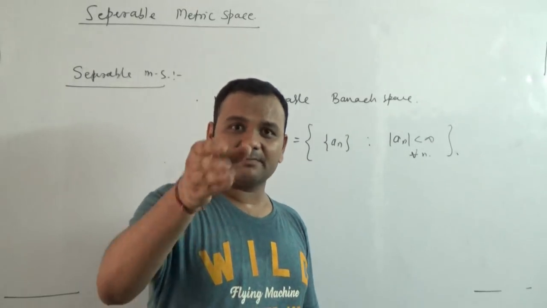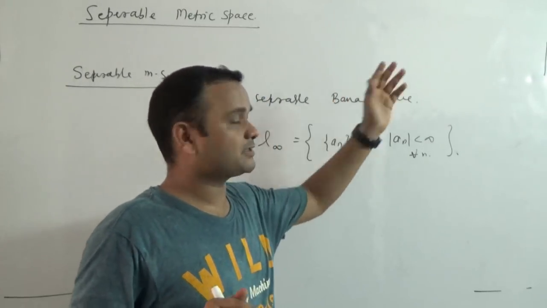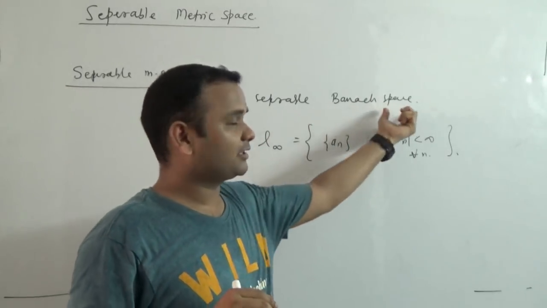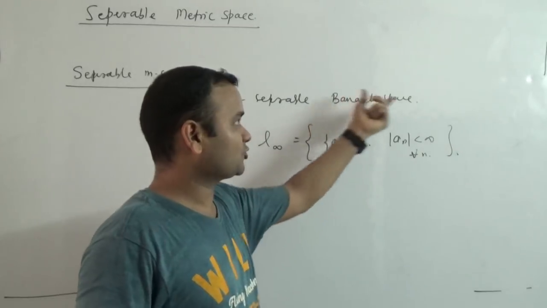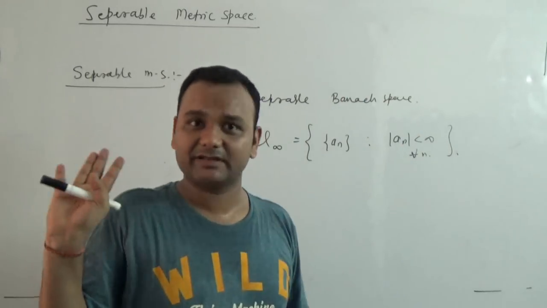Okay, na? Aapka naam agar Rajiv hai, toh let's call it Rajiv space. Aapka naam Mohan hai, toh let's call it Mohan space. Aapka naam Soham hai, toh let's call it Soham space. Aapka naam Raju hai, let's call it Raju space. That's not important, the name.